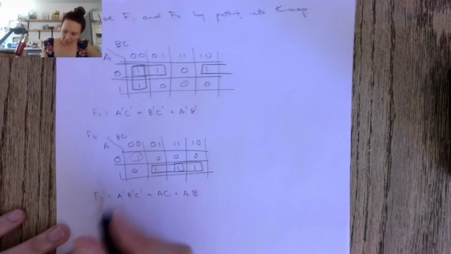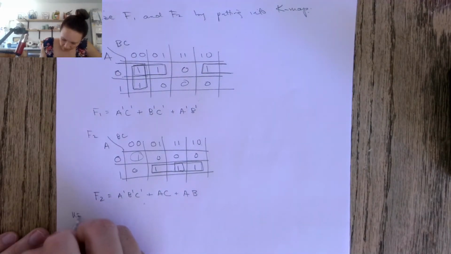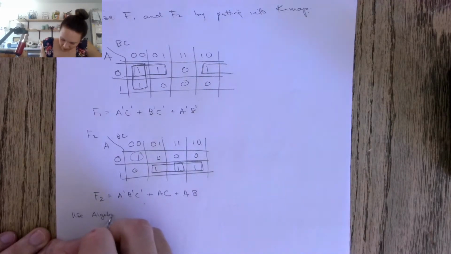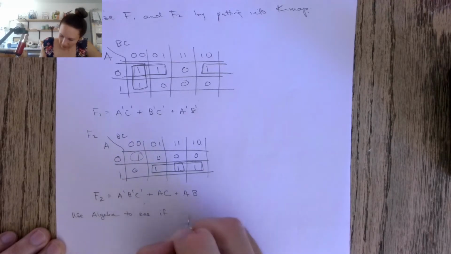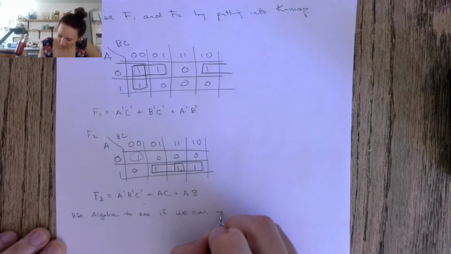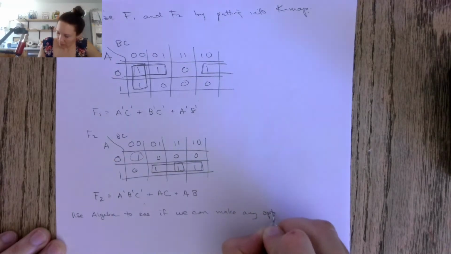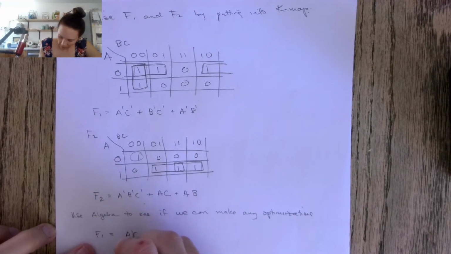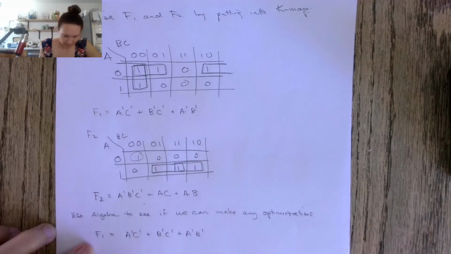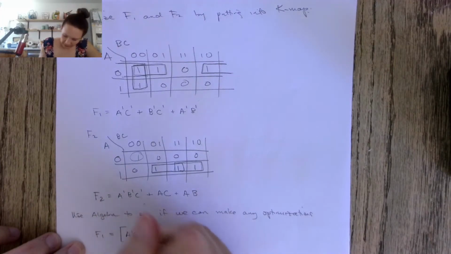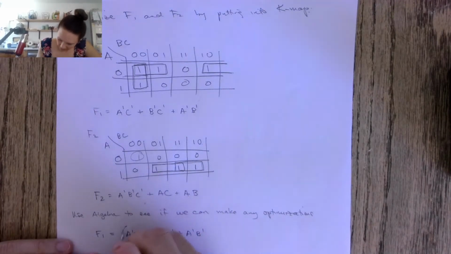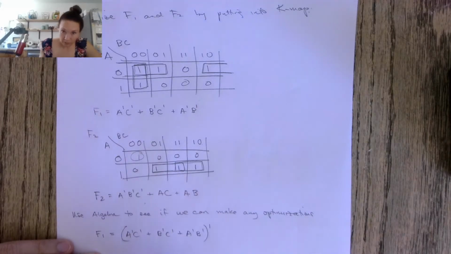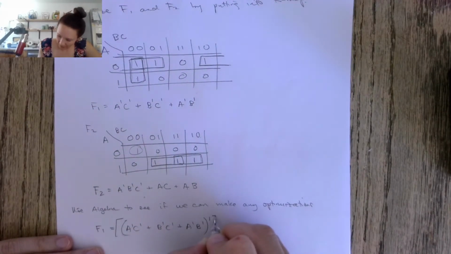So let's take this F1, let's see, use algebra to see if we can make any optimizations. So if we have F1 is equal to A naught C naught plus B naught C naught, or A naught B naught. I like to do it like this. I can make the whole thing complement, but that would be changing the function, and I don't want to do that. So I make it complement again.